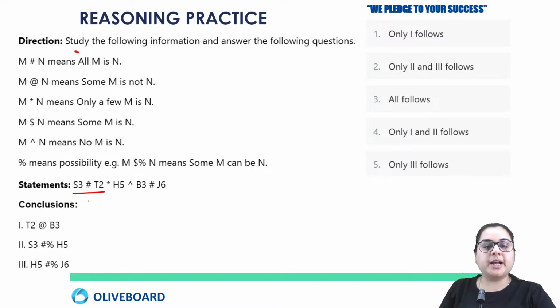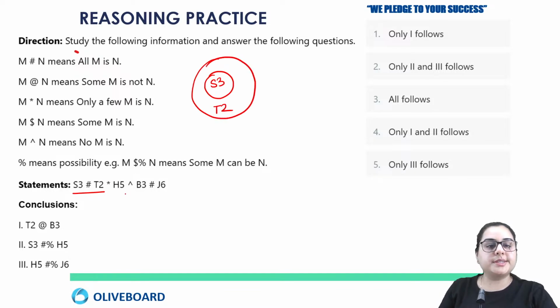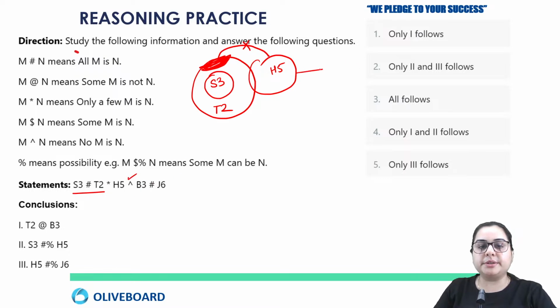So S3 hash T2. Hash means all. So all S3 is T2. Then star. Star means only a few. And only a few means some T2 is H5 and some T2 is not H5. Okay. Next is no. No H5 is B3. And then you have hash that all B3 is J6. So this will be your diagram. Now the first one says T2 at the rate B3.